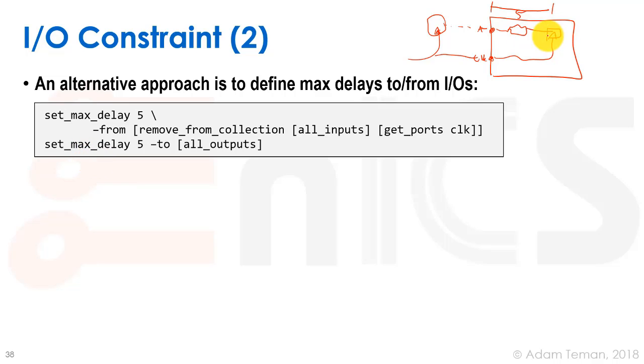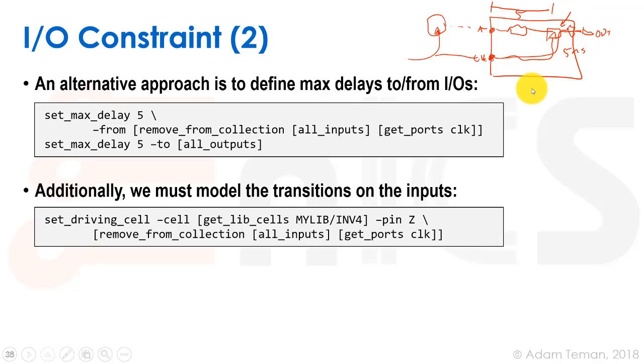Okay, similarly, we can say set_max_delay 5 to all outputs. So we have our thing here, and here's some sort of an output, right? So it says set_max_delay. That means from clock. Remember, this is the whole launch path. That should take no more than 5 nanoseconds. It would be better to make it from the Q of the flip-flop to out, but that's a possibility.